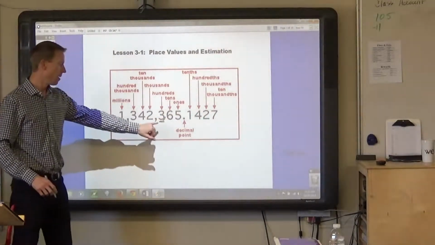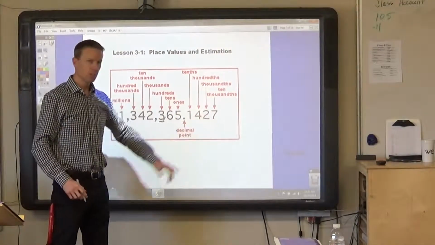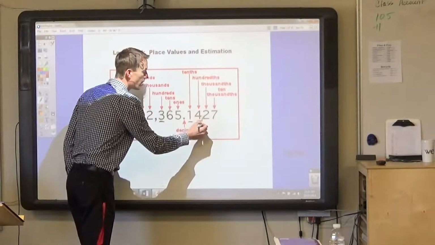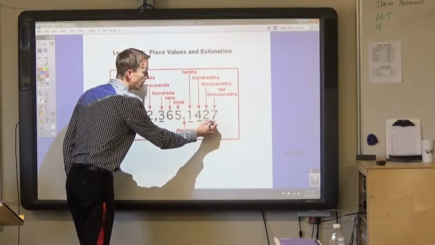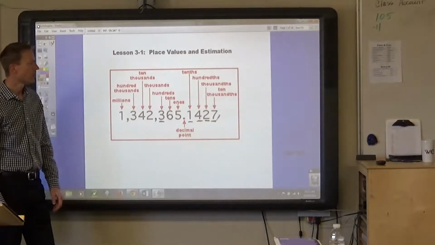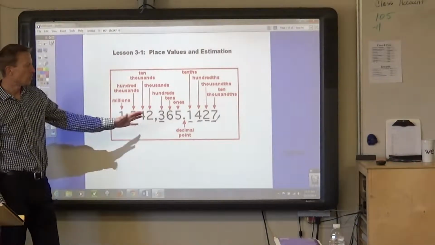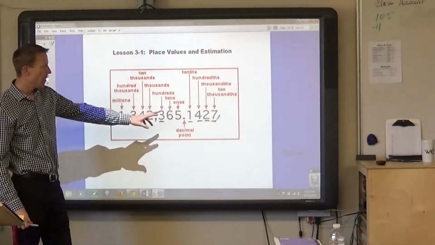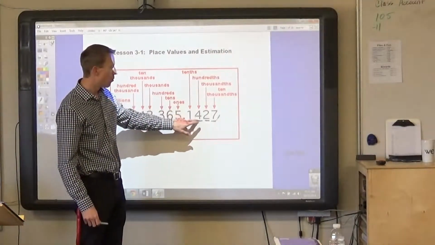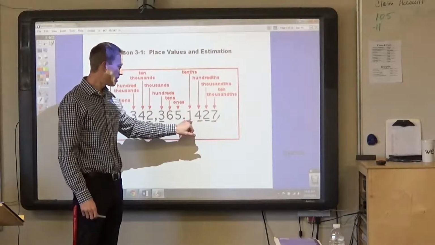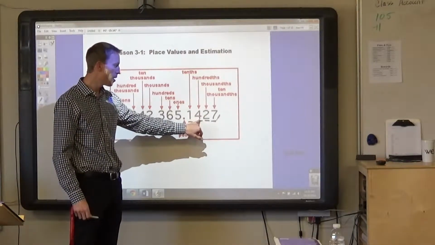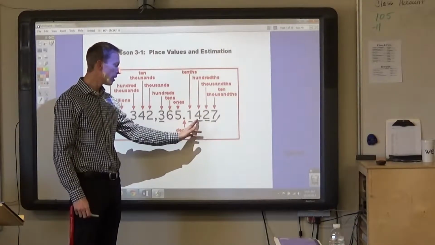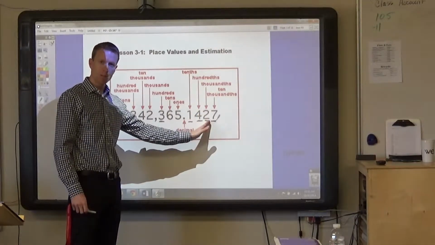300. To the right of the decimal point, you have the tenths place, the hundredths place, the thousandths place, the 10,000ths place. And so you can round numbers when you're estimating, and you can round them to the nearest tenth, or the nearest hundredth, or the nearest thousandth by looking at the place just to the right of the place that you're going to round.